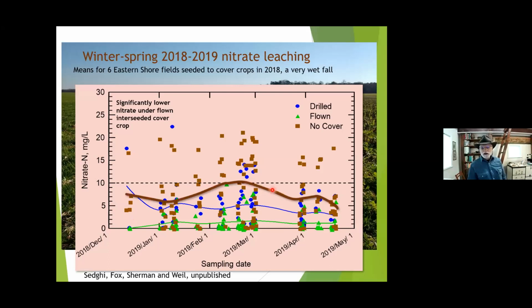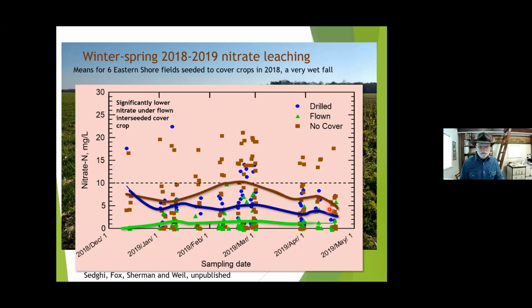It's fairly high in here, flirting with about 10 parts per million nitrate nitrogen, which is a drinking water standard. It's not particularly relevant, but it's just a reference point. Where we drilled the cover crops, or the farmers drilled the cover crops, and this was a 3-way mix of radish, a cereal, usually rye, and crimson clover. When they were drilled right after harvest, after either corn or soybeans, this is the data that we got.